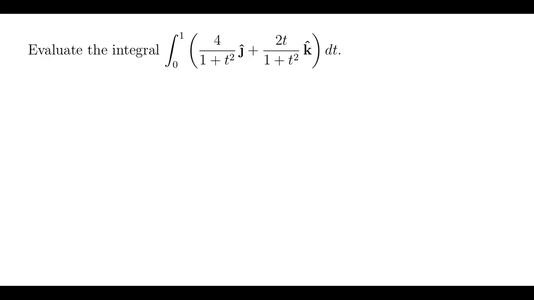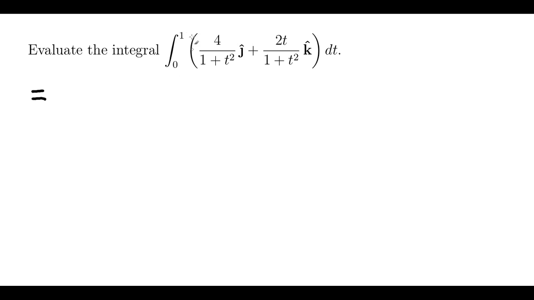In this example, we are asked to evaluate the integral from 0 to 1 of 4 over 1 plus t squared j plus 2t over 1 plus t squared k dt. Now, there are a few ways of thinking about this. Let me start with some steps that we would not ordinarily write. I just want to basically show you how we can use things we already know about integrals and other properties to make this more approachable.